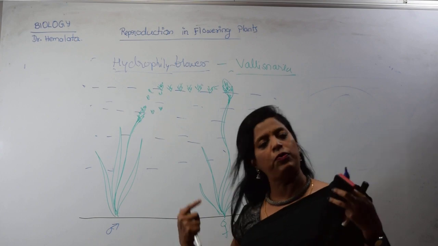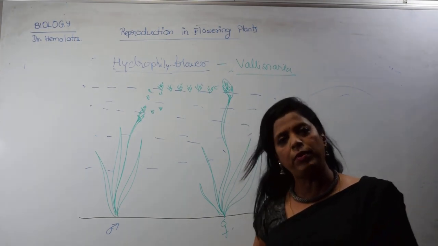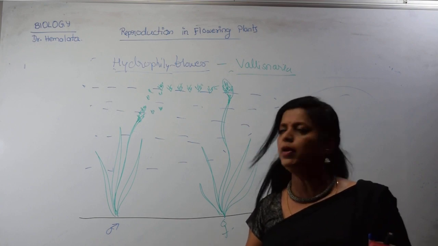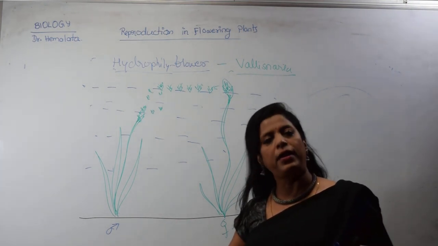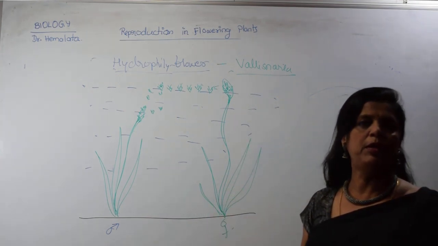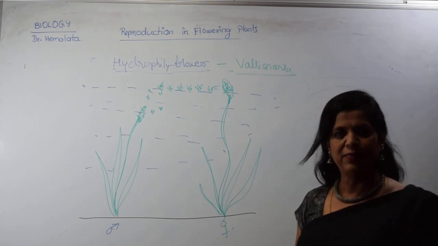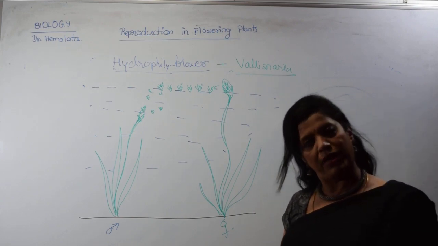But anyway, we are talking about flowering plants, so we will not bring the cryptogams into this. Some of the books include bryophytes also, but don't write as much as possible, write angiosperms only. So this is about reproduction in flowering plants, that too hydrophilous flowers, how they pollinate. After this, I will go through the next one.